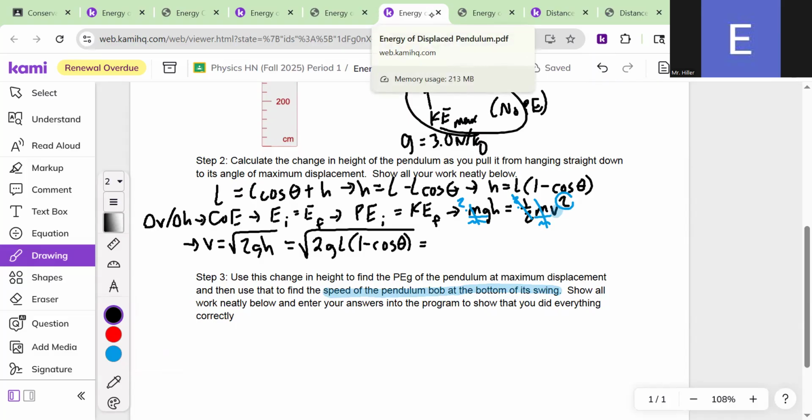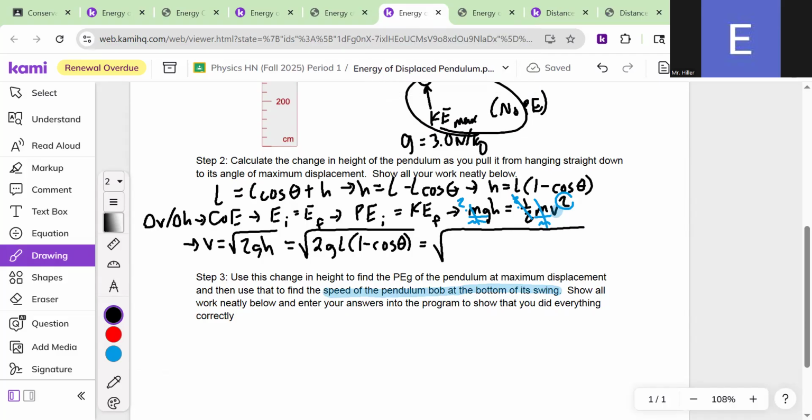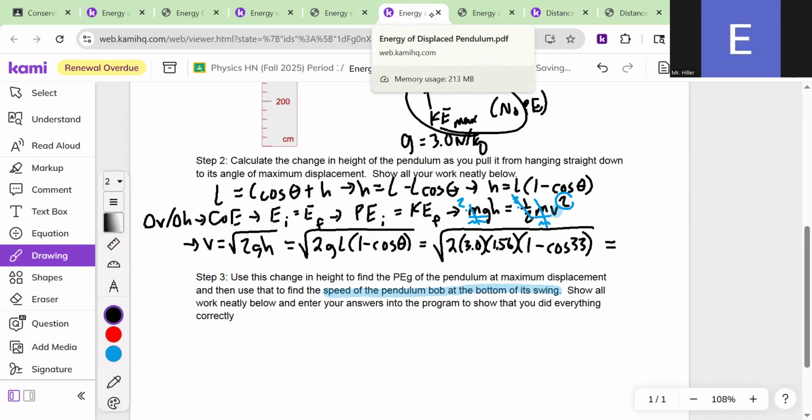If this went a little too fast for you, you might want to pause and rewind the video and watch it about 5 or 10 times until it starts to sink in a little better. But at this point, go ahead and plug in your numbers. So 2 times whatever your g is, minus 3, times whatever your length is, minus 1.56, times 1 minus the cosine of whatever your angle is, minus 33. Put that in your calculator.